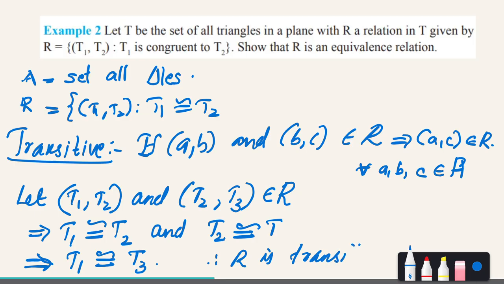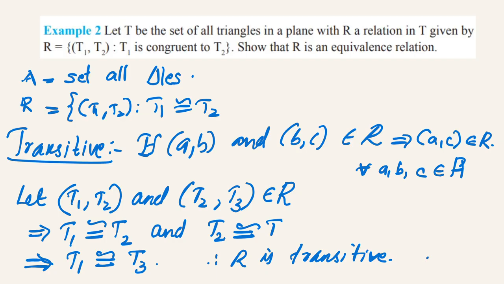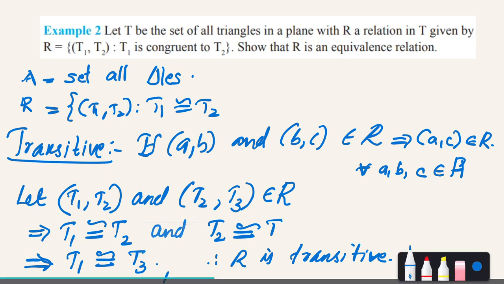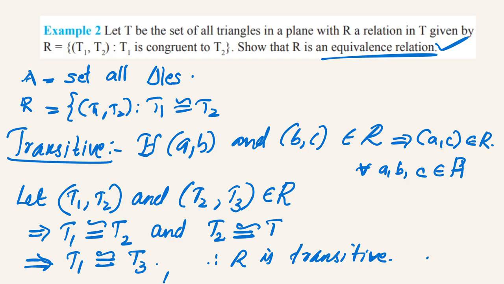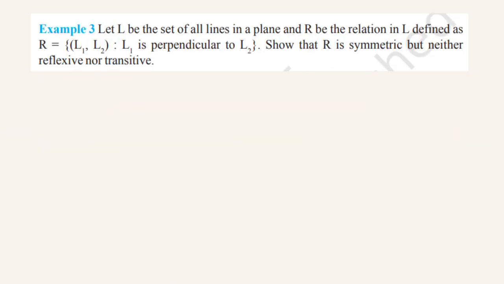Transitive. So that we can write R is an equivalence relation. R is reflexive, symmetric, and transitive. Therefore, we can say that R is an equivalence relation. I hope it's clear. Then we can check example 3.